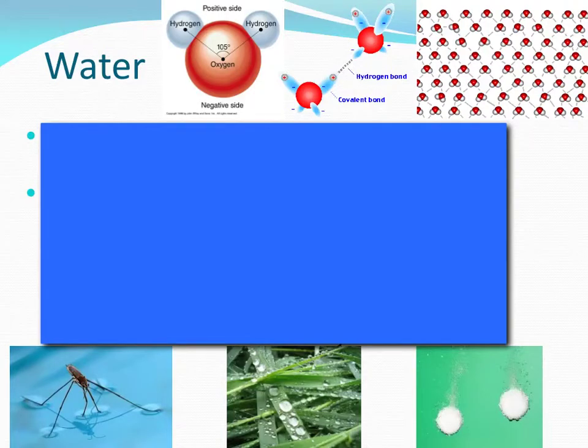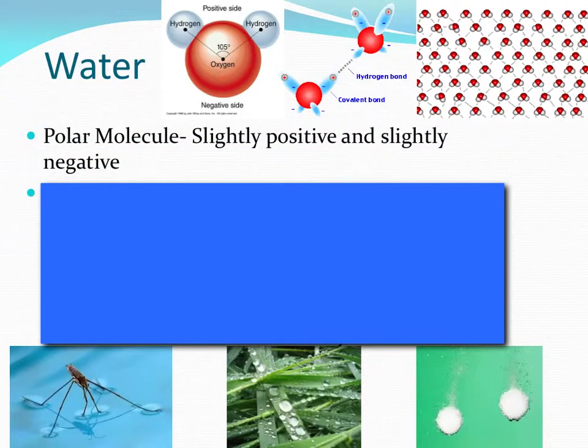So let's begin with water. Water, you guys know, is a very, very important molecule. You know that you're mostly made up of water, that all things need water to survive, things like that. But why is water so important? What makes water so awesome? Well, basically, water is so important because of its chemical properties. Because water is what's called a polar molecule, which means that it's both slightly positive and slightly negative.